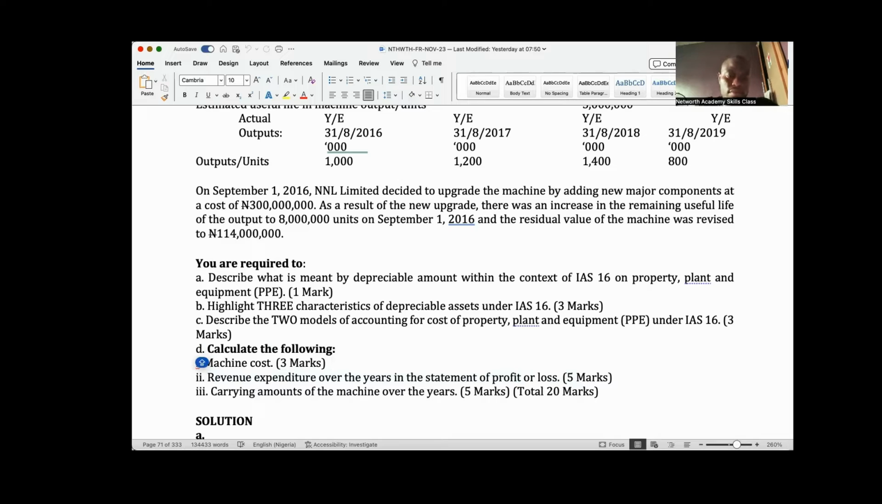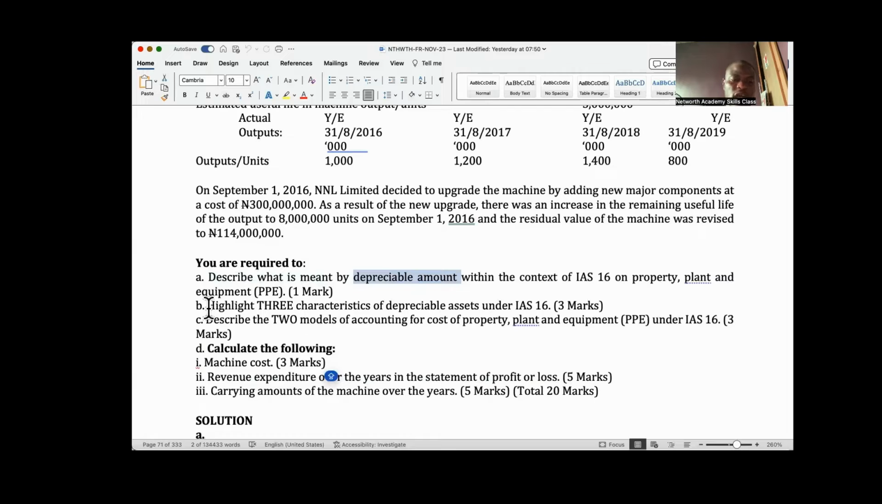Okay. Let's start from the simplest, the A part. They said describe what is meant by depreciable amount. It's 1 mark, so we need to give them a 1 mark answer. It cannot be more than 1 mark because depreciable amount is just your cost minus residual value. That's depreciable amount. Depreciable amount is cost minus residual value. And that earns us 1 mark.